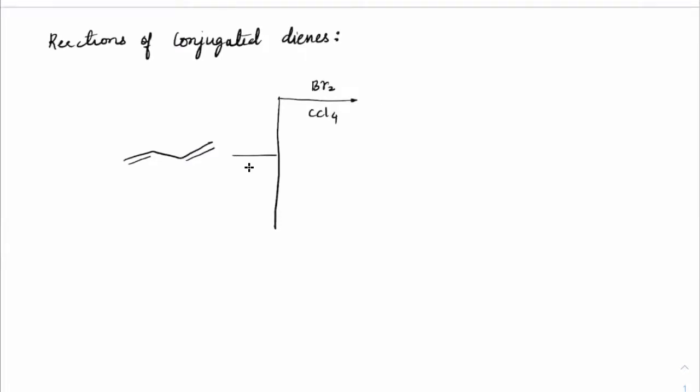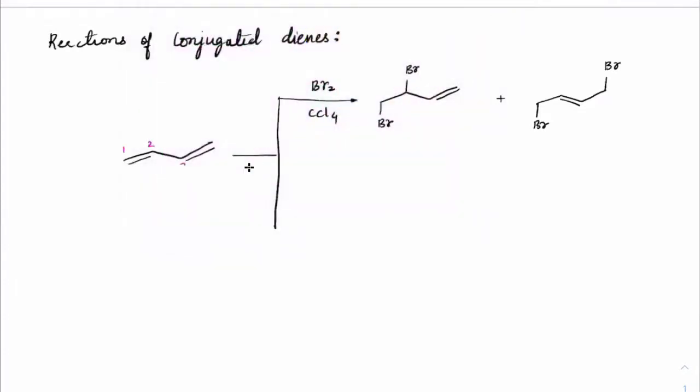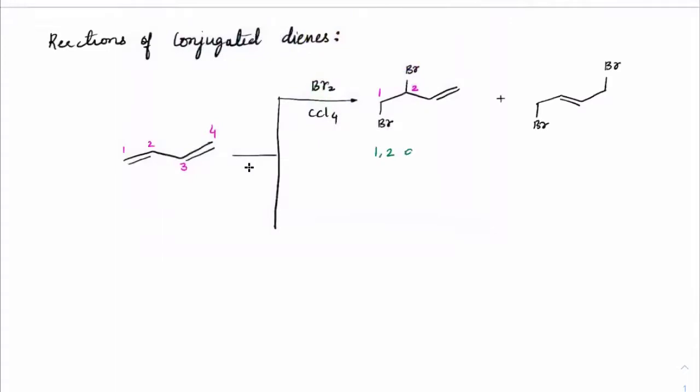One, Br getting added up here, Br and Br. The other, we can get one Br getting added up here, one Br getting added up here, and the double bond moving here. In this addition, we are adding Br at position 1. So if you count this as 1, 2, and 3, 4, we are adding bromine at 1 position and 2 position. That's why it is termed as 1,2 addition.